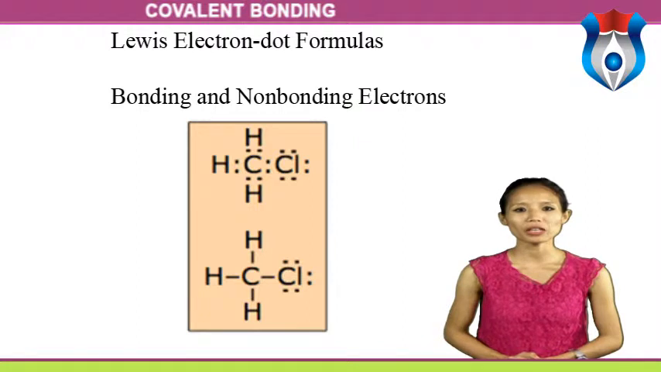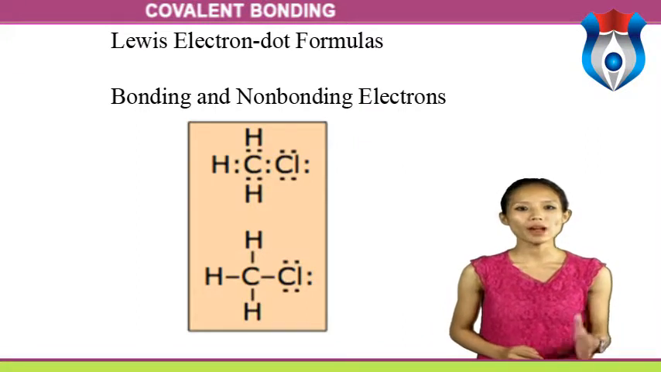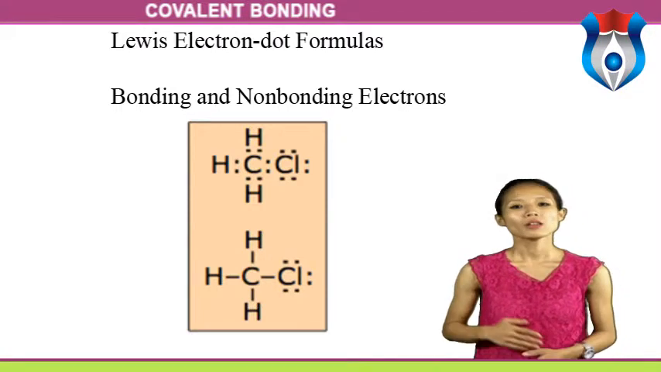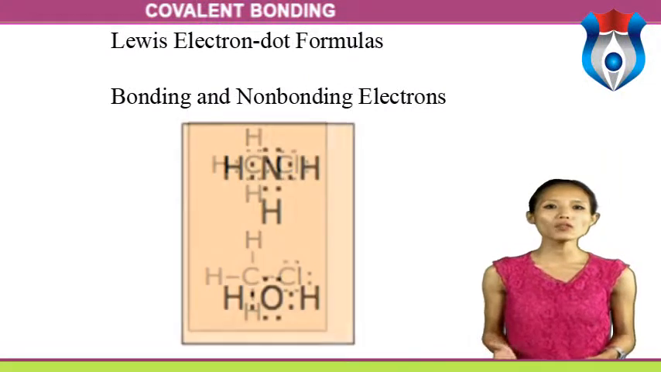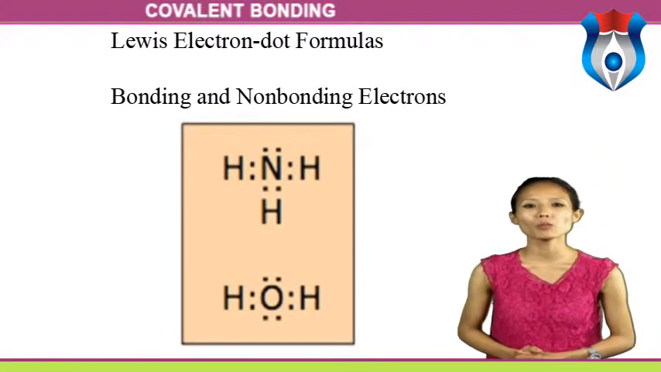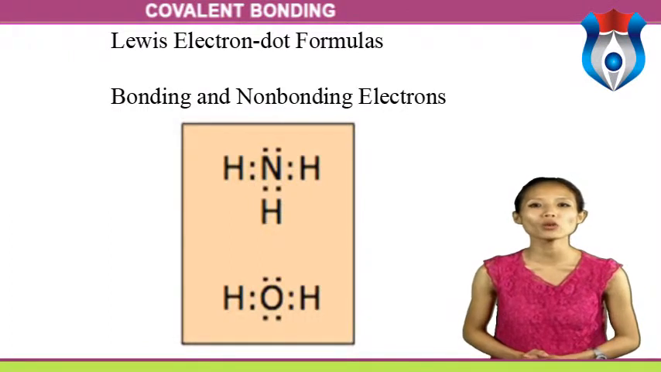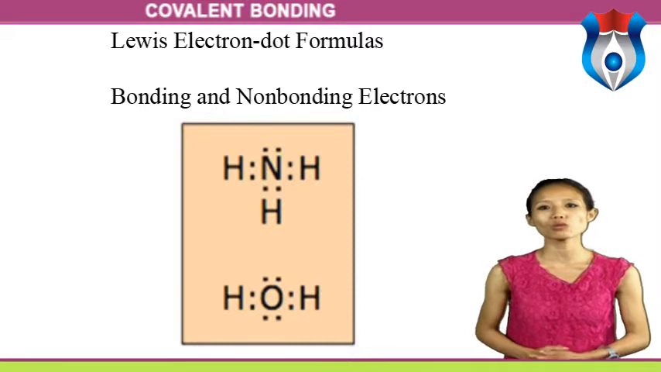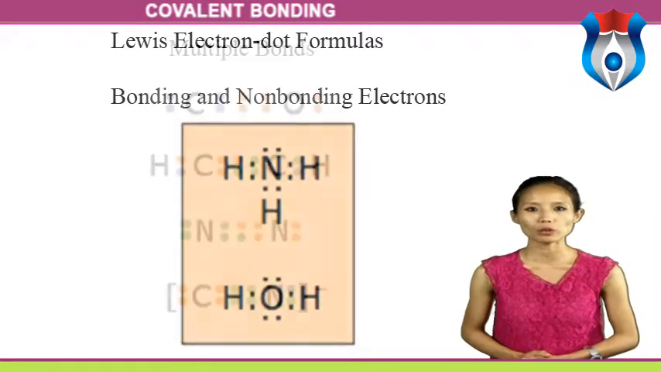Lewis electron dot formulas. Bonding and non-bonding electrons. Lone pairs in many molecules. Not all of the electron pairs comprising the octet are shared between atoms. The unshared electron pairs are often called lone pairs. Although lone pairs are not directly involved in bond formation, they should always be shown in Lewis formulas. We will see later that they have an important role to play in determining the shape of the molecule.